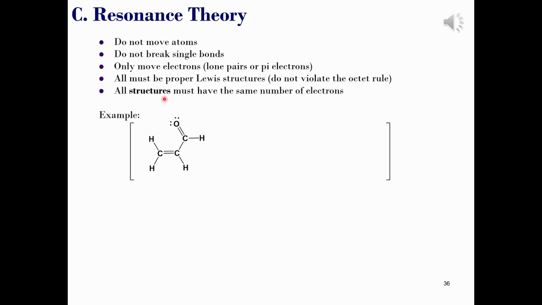All of the resonance structures that you draw have to have the same number of electrons, and if they have a net charge, then all of the resonance structures must have the same net charge as well. Now we have an example here for you to look at. The only valid way of moving the arrow is already shown. Any other movements would result in violating the octet rule.